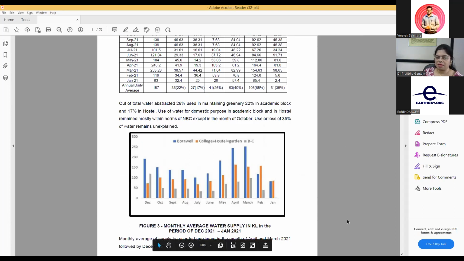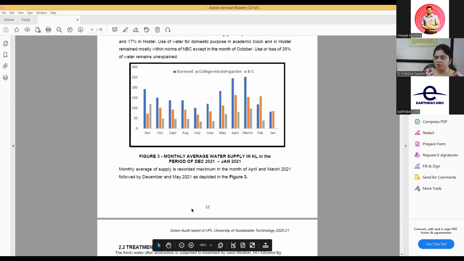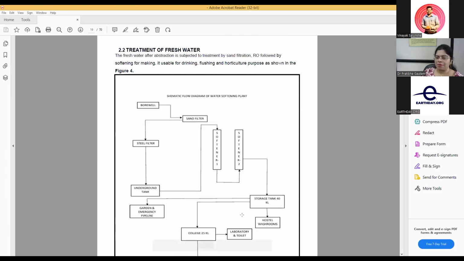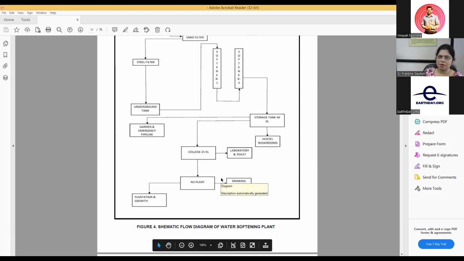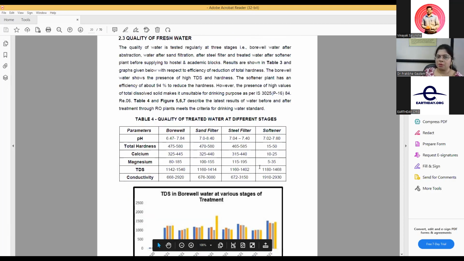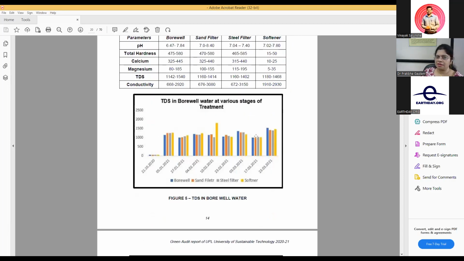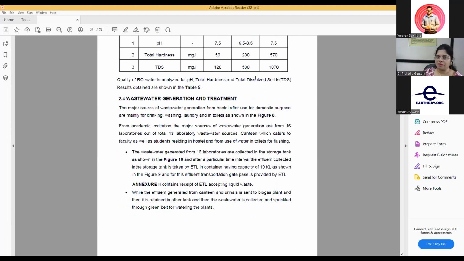From the graphs or the bar chart, you will immediately come to know if it is reducing or increasing, and whether there is any pattern. Then treatment of fresh water: how it is being done and what facilities we have. Here we have softeners and ROs, so according to your case, you can put the diagram. Then quality of fresh water. We usually monitor the fresh water, so TDS, borewell water, conductivity, hardness, all the parameters have been mentioned.